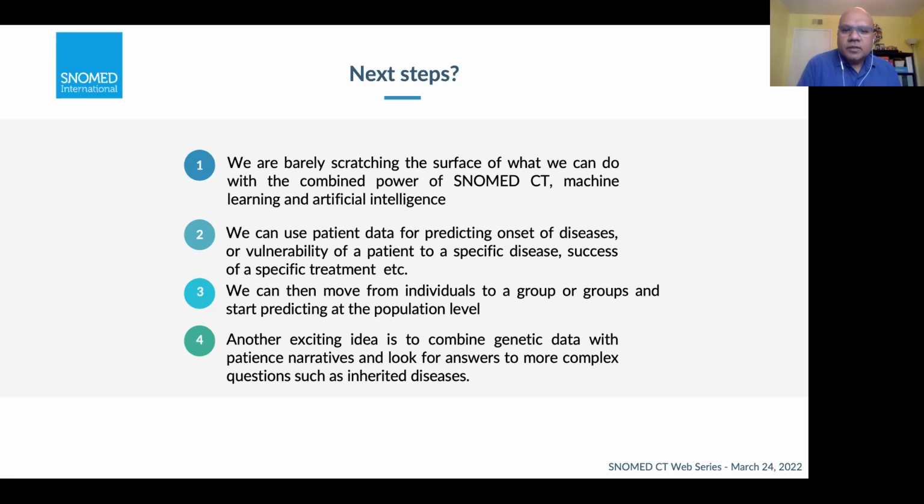Everything I've talked about so far is at the individual level, but we can move to a group level or population level. And once we have population level data, we can do a lot of things. For example, we can look at inherited diseases. Given a population of patients who have been diagnosed with a specific type of inherited disease, maybe we can combine genetic data and start finding real relationships between their DNA, their environmental factors, and where they are in a particular step of their life.